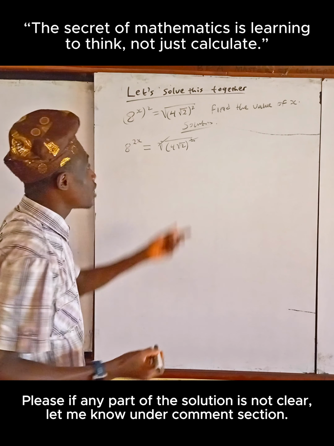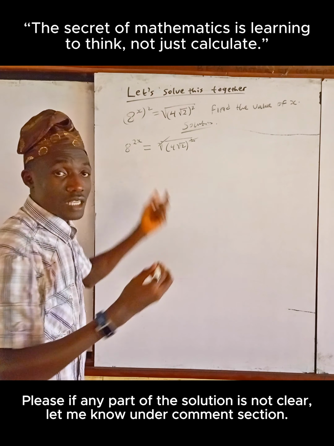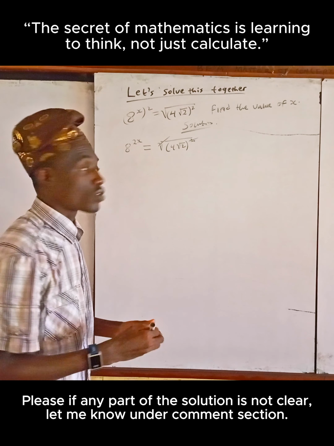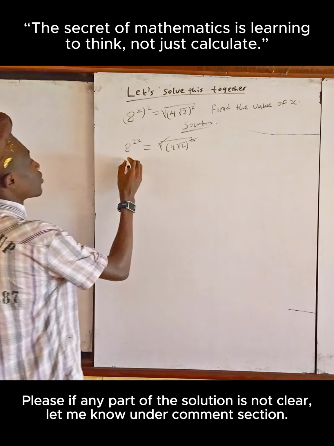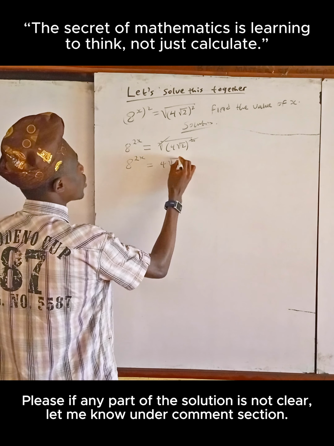Are you getting me? But if I don't know that they are going to cancel, I want to know what is the approach I'm going to use in getting it solved. Alright, from this, what are we going to have? We have 8^(2x) equals 4√2.